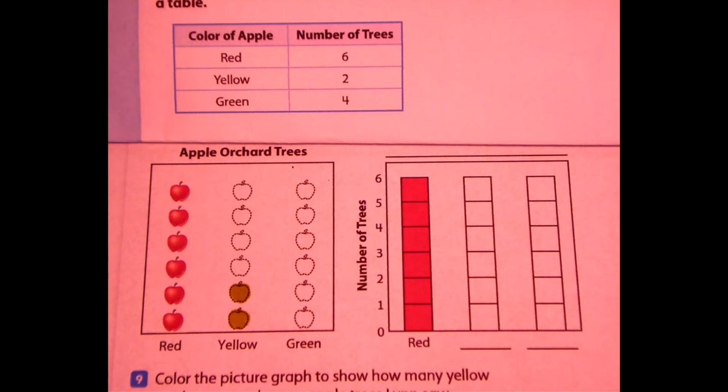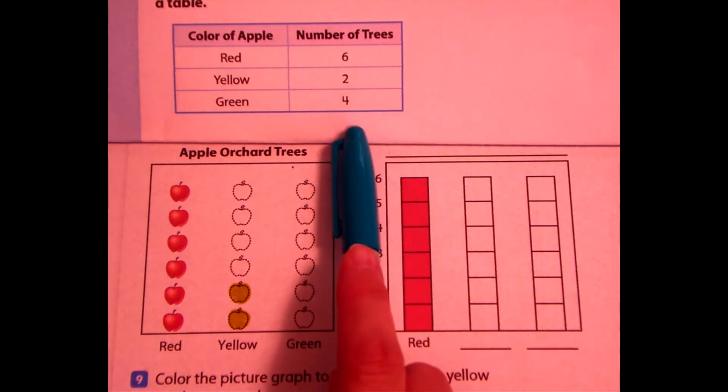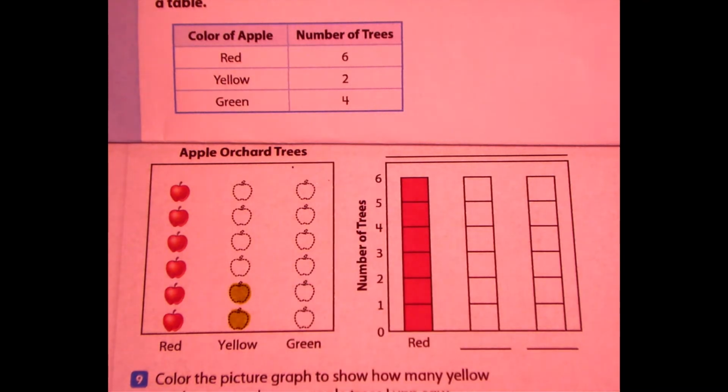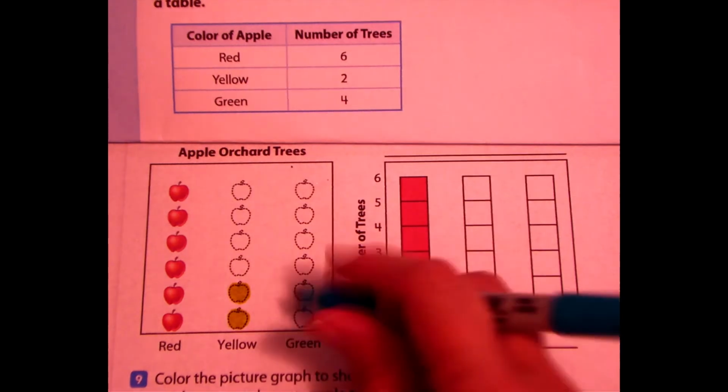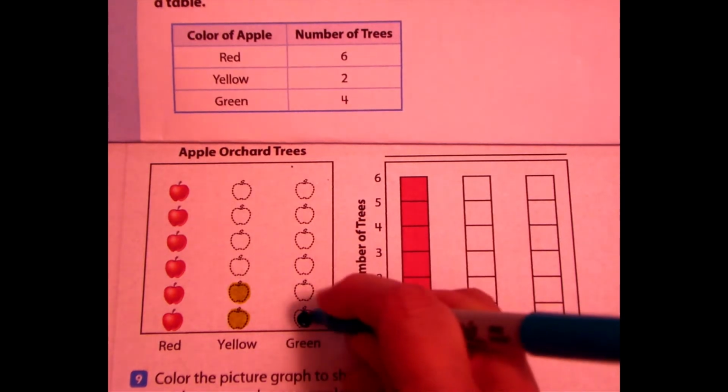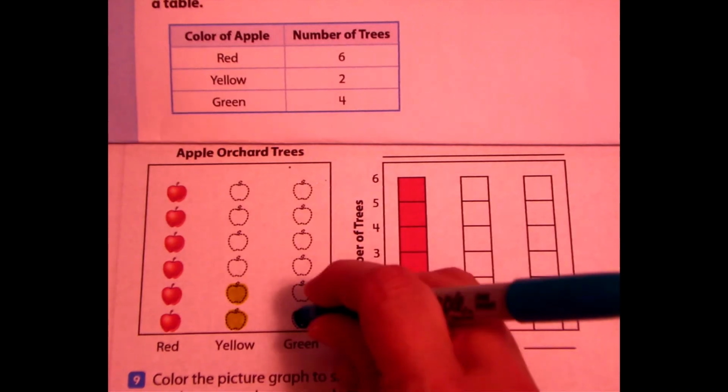Alright, so since there are only 2 rows of yellow apple trees, I colored in 2 yellow apples, 1 for each tree. Then I'm going to move to the next column of green. I'm going to look back at my table. I show that there are 4 green apple trees. So I'm going to color in 4 green apples because there were only 4 green apple trees.